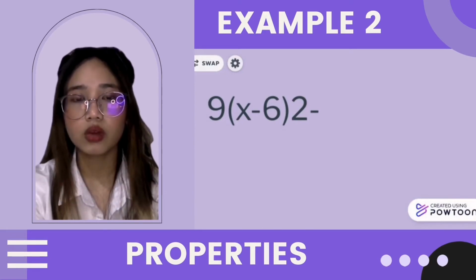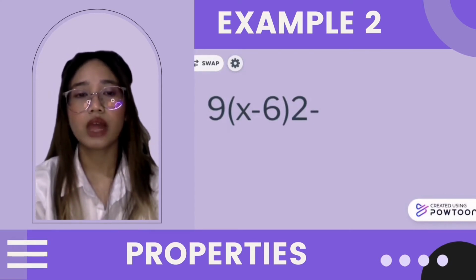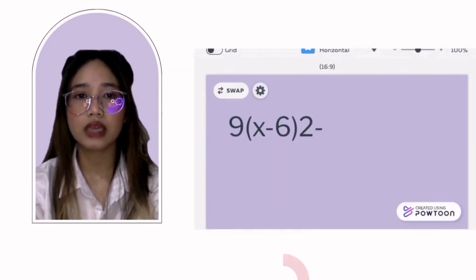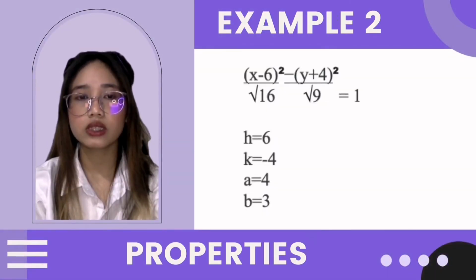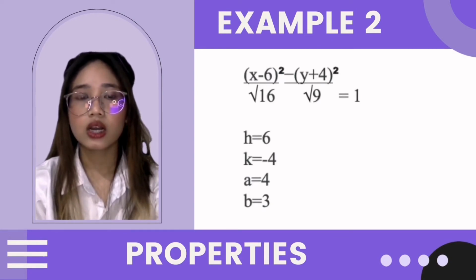And now we're going to make them into standard equation. So the answer is 9 parenthesis x. Standard equation is parenthesis x minus 6 squared over 16 minus y plus 4 squared over 9 equals 1.